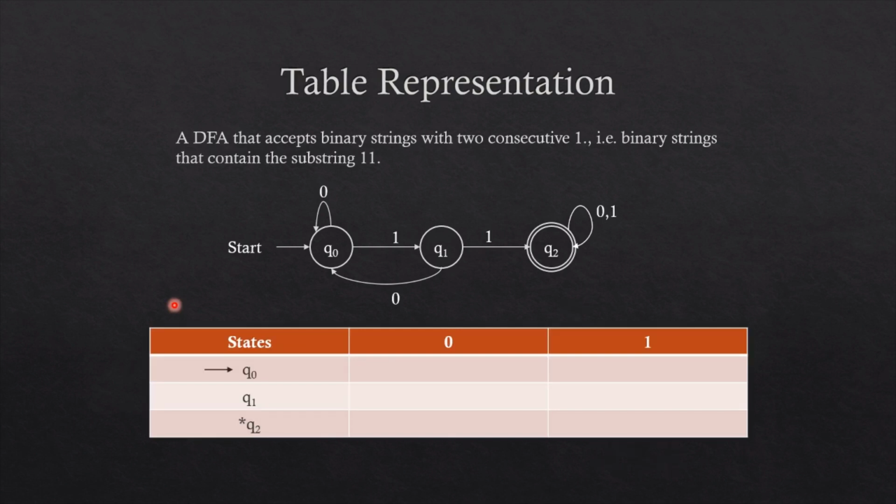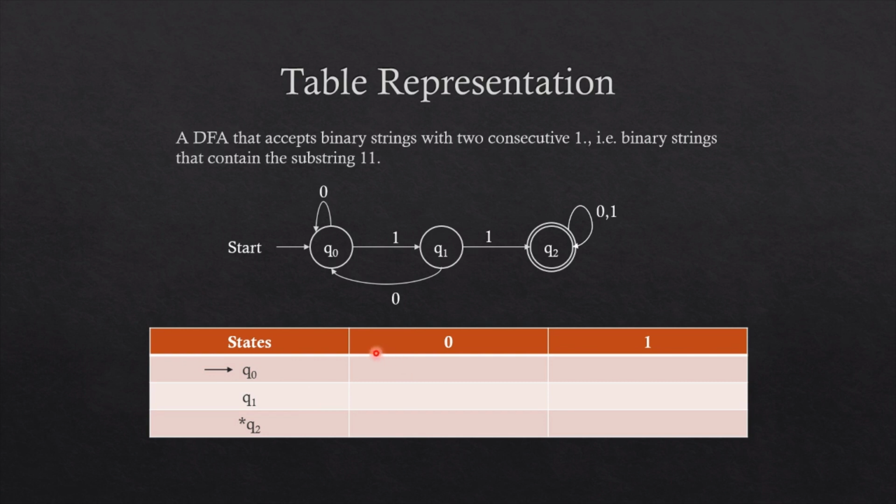We can also represent it as a table where the rows correspond to the states of the automaton, and the columns correspond to the input symbols of the alphabet. We indicate the final state by putting a star next to its name, and we indicate the start state by an arrow. The entries of the table are the output of the transition function delta when applied on the state of the corresponding row and the input symbol of the corresponding column. Let's take the first row for an example.